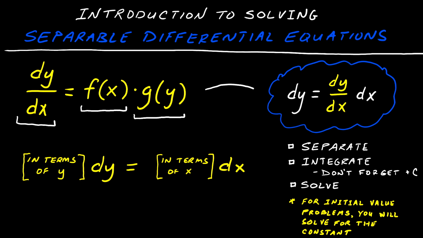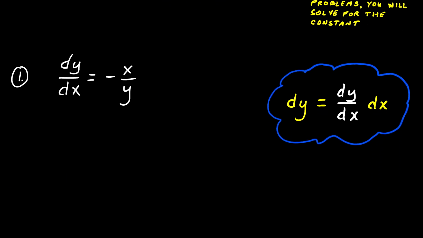Now, there are several different ways people go about separating them and approaching them. I like to use the definition of the differential to solve these. And once we use this, we'll look to move the y terms to one side with respect to y and the x terms to one side with respect to x. And then we'll be able to integrate. There'll be a constant value, so don't forget the plus c, and then we'll be able to solve it. When you have initial value problems, they'll give you an initial condition where you're able to solve for that missing constant. Let's take a look at a few examples.